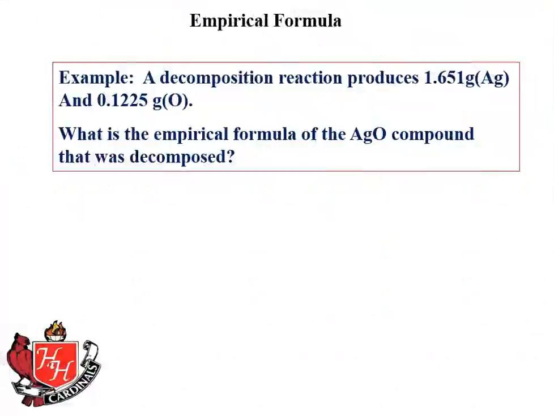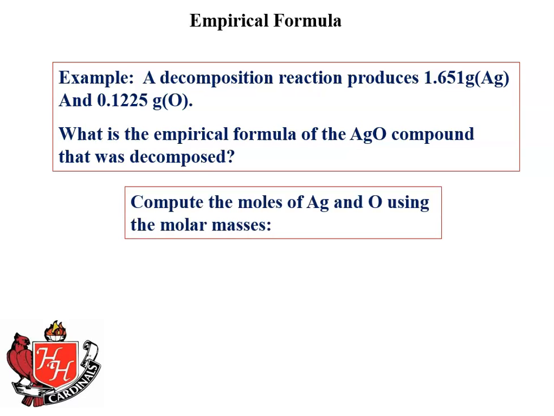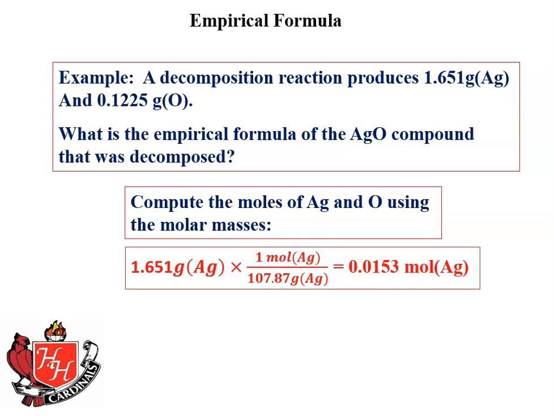Okay, a decomposition reaction produces 1.651 grams of silver and 0.1225 grams of oxygen. What is the empirical formula of the silver oxide compound that was decomposed? So see if you can remember, it's just 4 steps here. First thing, you always have to convert to moles when you're dealing with a chemical reaction or chemical equation or chemical compound. So do that conversion.